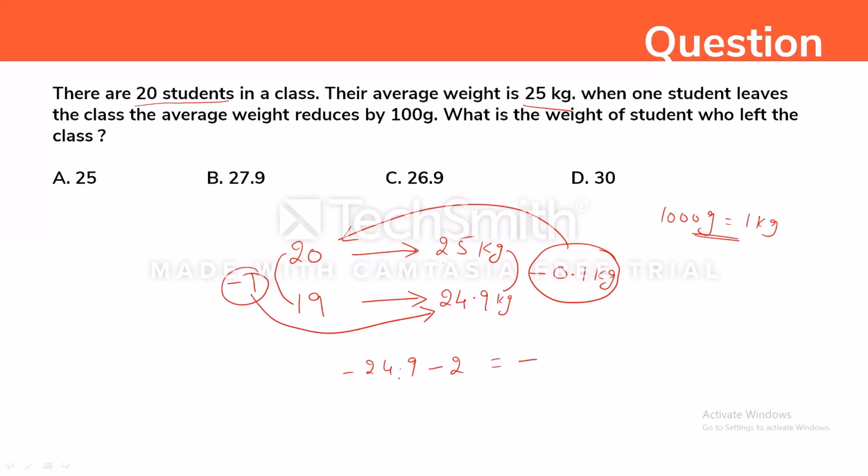That's it. So what's the final answer? Minus 24.9 minus 2 is equal to minus 26.9. For the final answer, neglect the negative value, and that will be your final answer. So option C is correct. This is how the questions will be asked in exams. Don't bother about whether they have given kgs or grams. If you know the conversion of units, it's a matter of seconds to convert it and get the solution in a shortcut. I hope you are clear with this question as well, and we'll try to solve the next question.